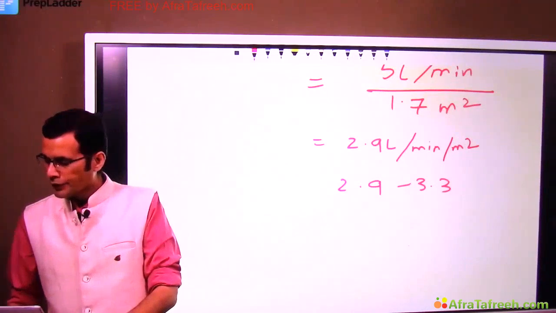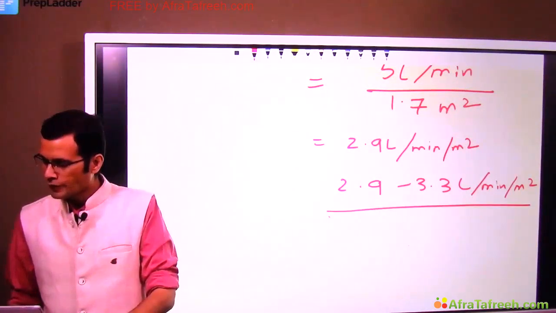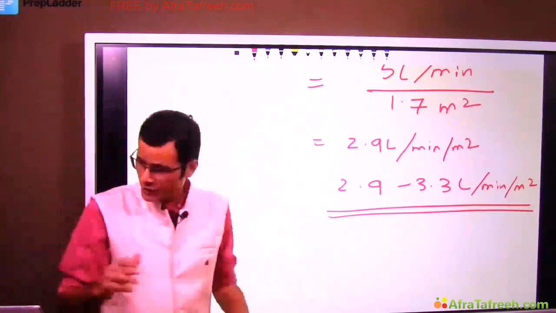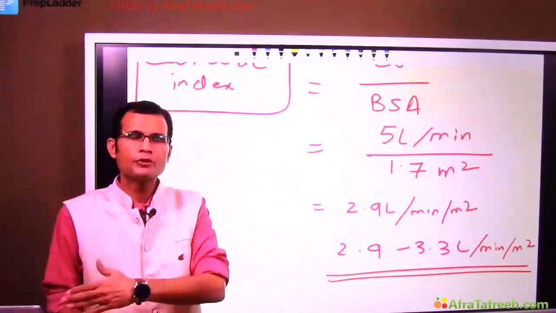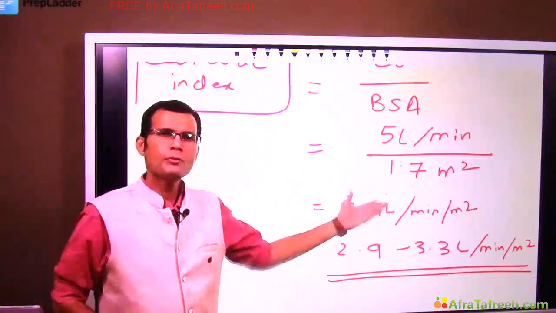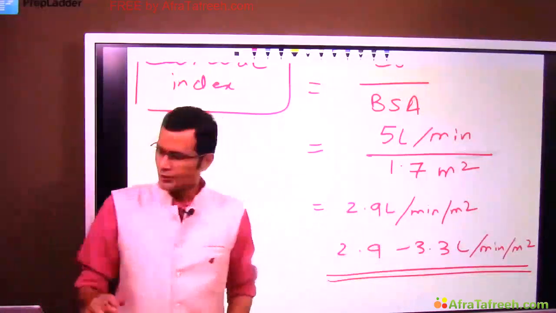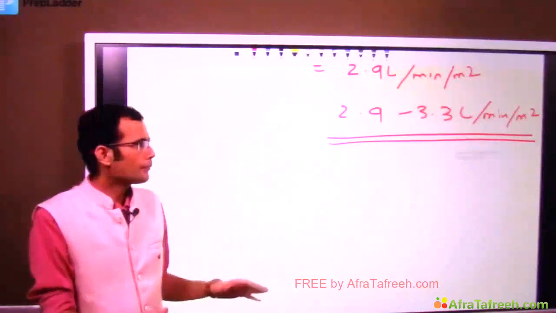2.9 to 3.3 liters per minute per meter square of the body surface area. And why there is this range is because cardiac output also can vary from individual to individual, and so will the body surface area, and therefore finally this will have a certain range. You understand the concept of cardiac index.